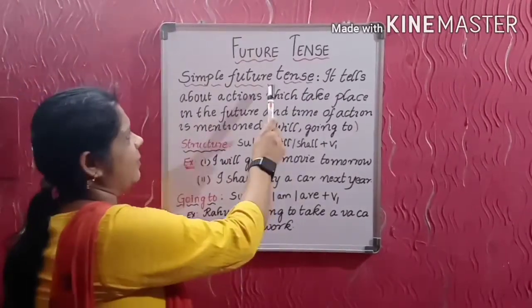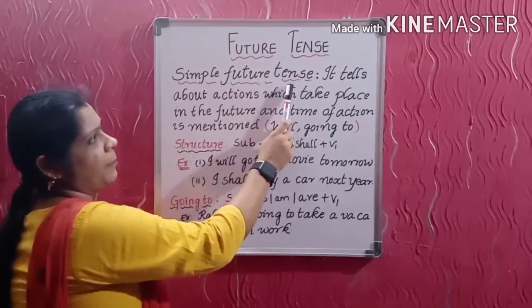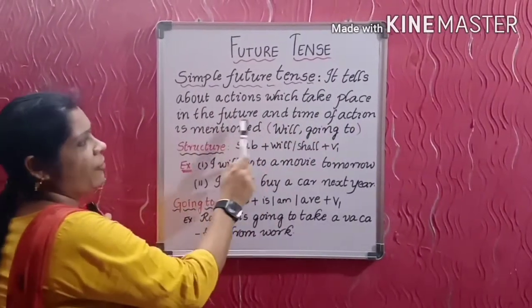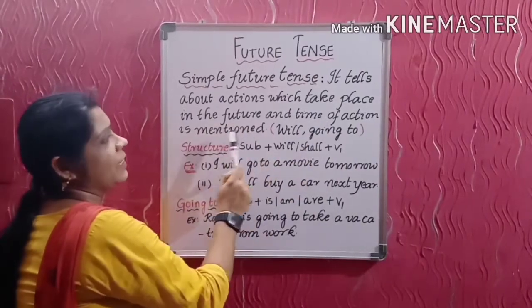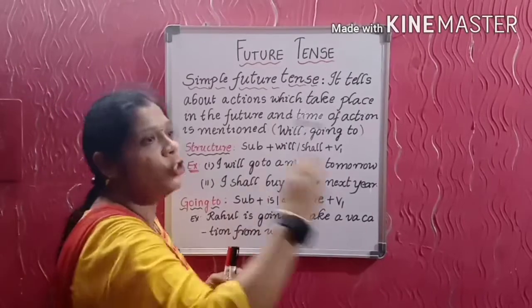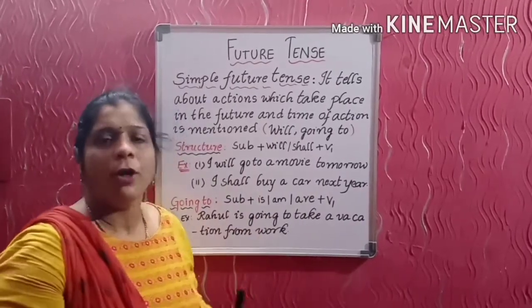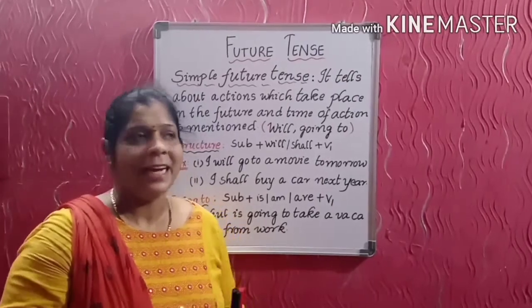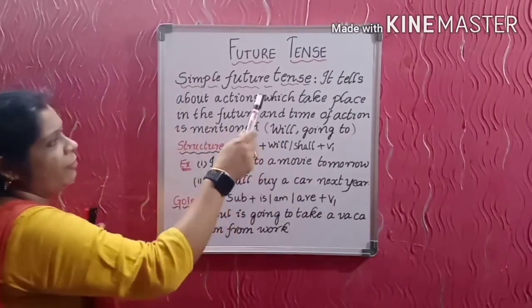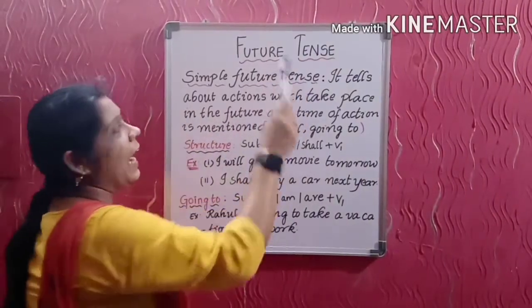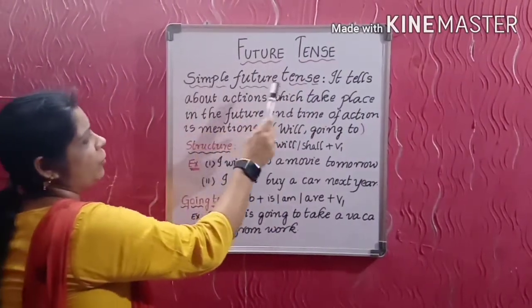Coming to the first tense, simple future tense. It tells us about actions which take place in the future and time of action is mentioned. That means how actions will take place in the future. That is about tomorrow or day after tomorrow, next year, next month, next week, like that. So those actions which take place in the future come under simple future tense.